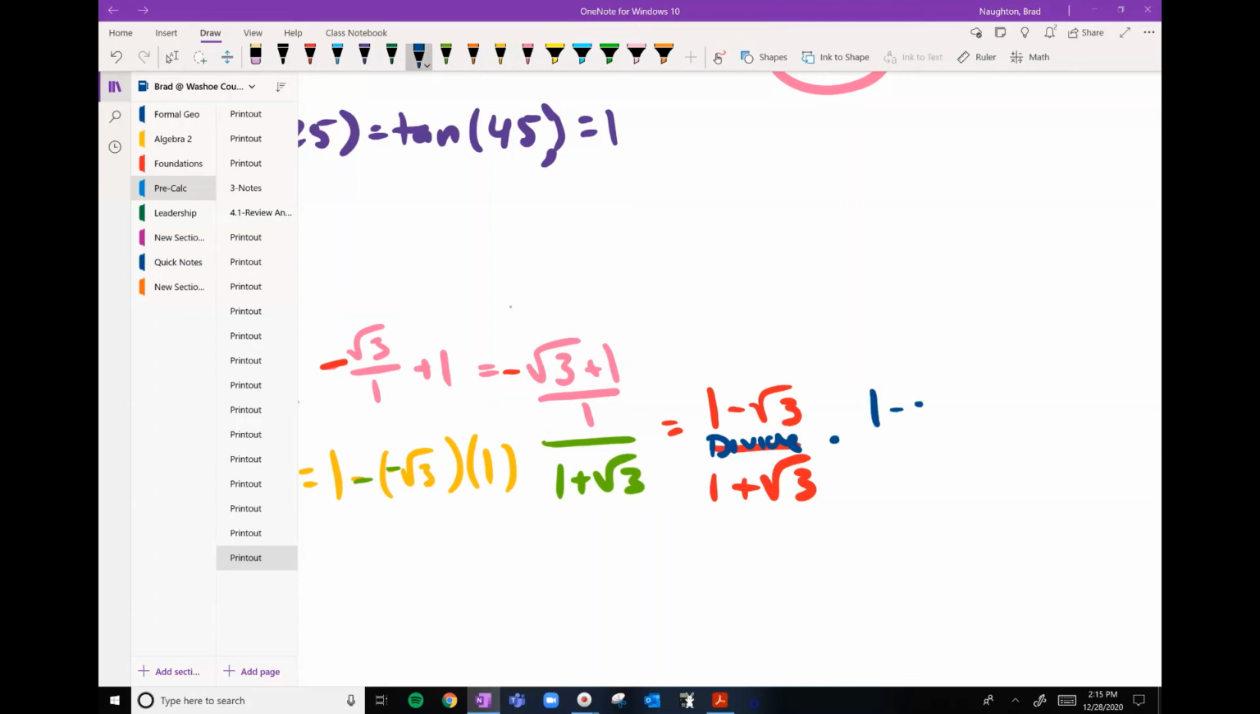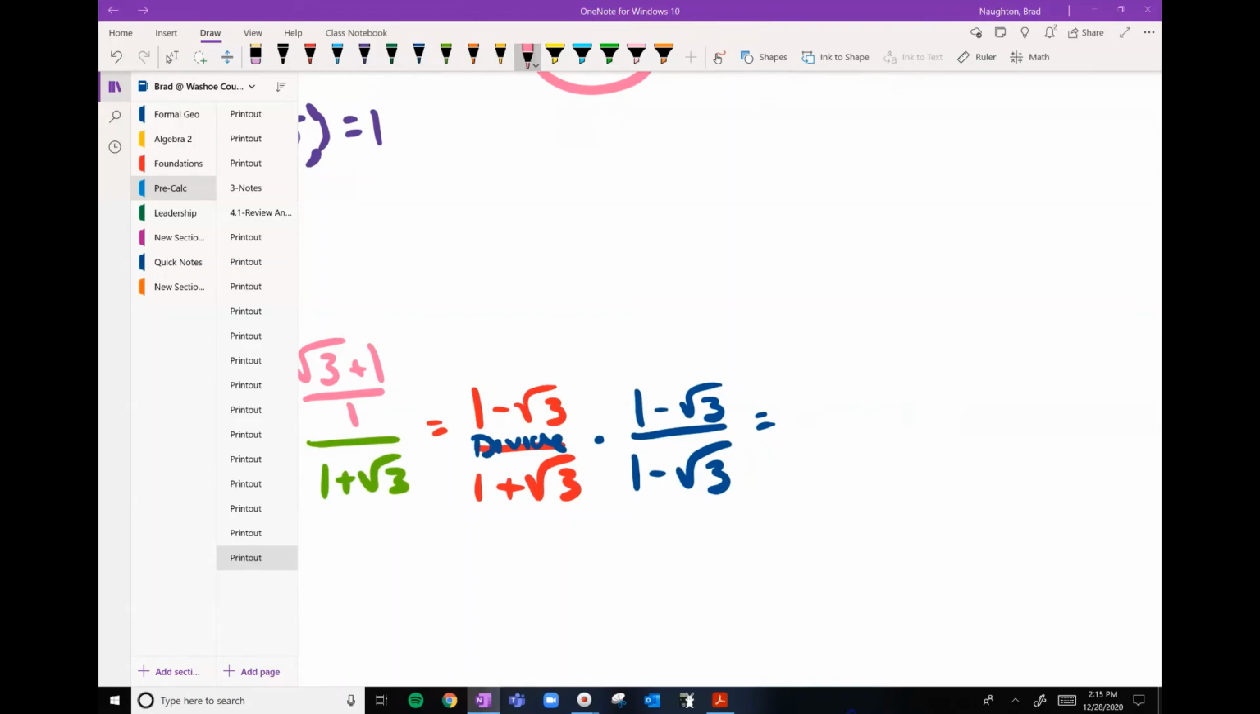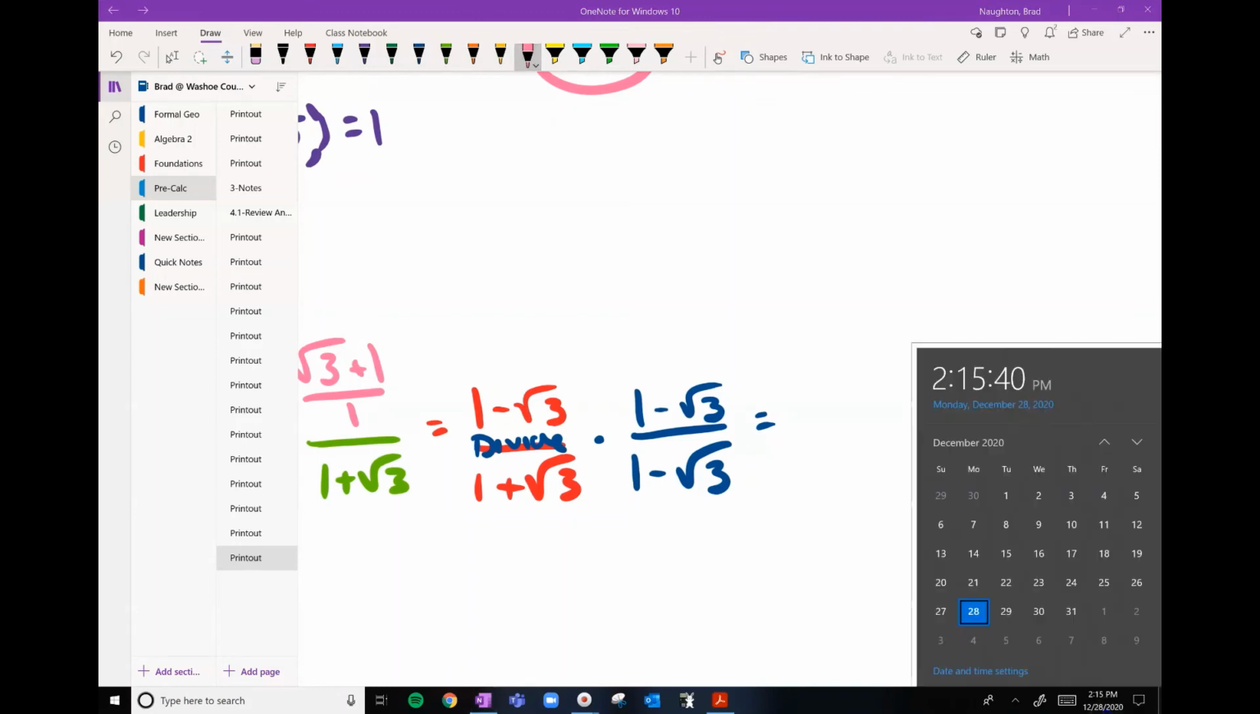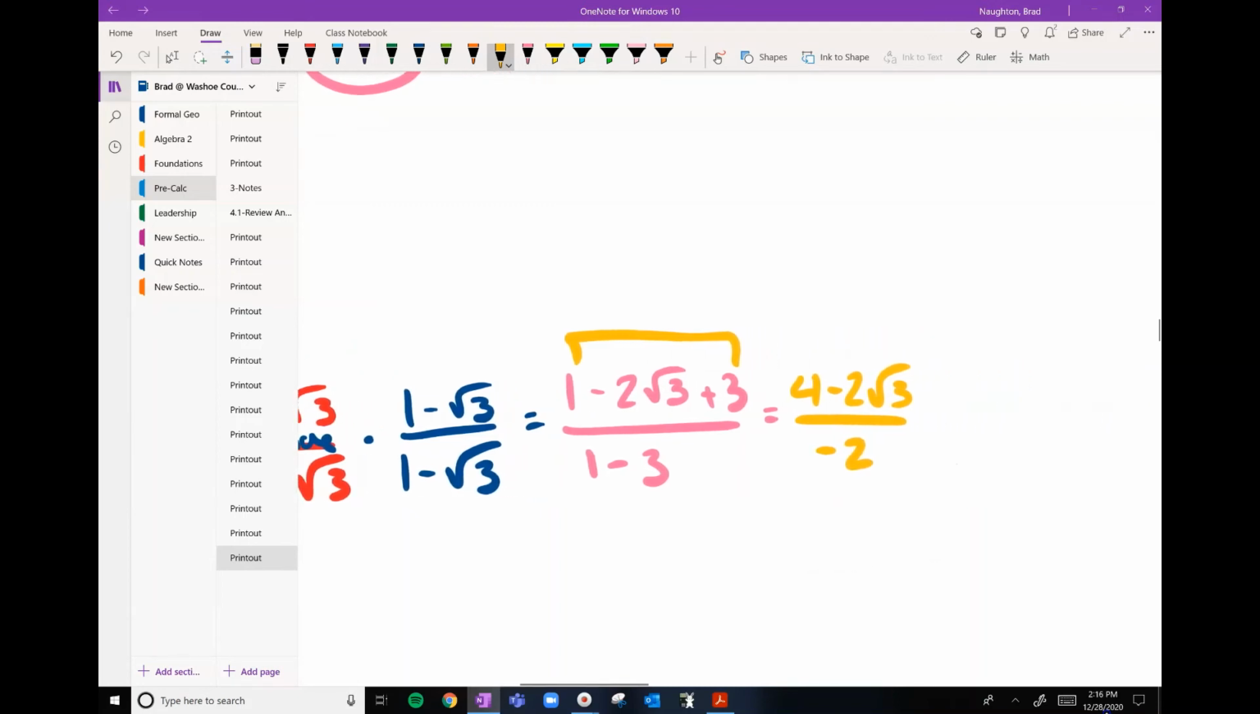So in this case, we don't need to do the skip and flip. We'll just rationalize. So 1 minus root 3, 1 minus root 3 because of our complex conjugate here. So when we do our multiplying, our first, outside, inside, last, on the top, we're going to get 1 minus 2 root 3 plus 3 over 1 minus 3. If I combine these like terms, 4 minus 2 root 3 over negative 2. Everything is divisible by negative 2, so let's make it over 1, make our life easier. So that's going to be negative 2 plus root 3.